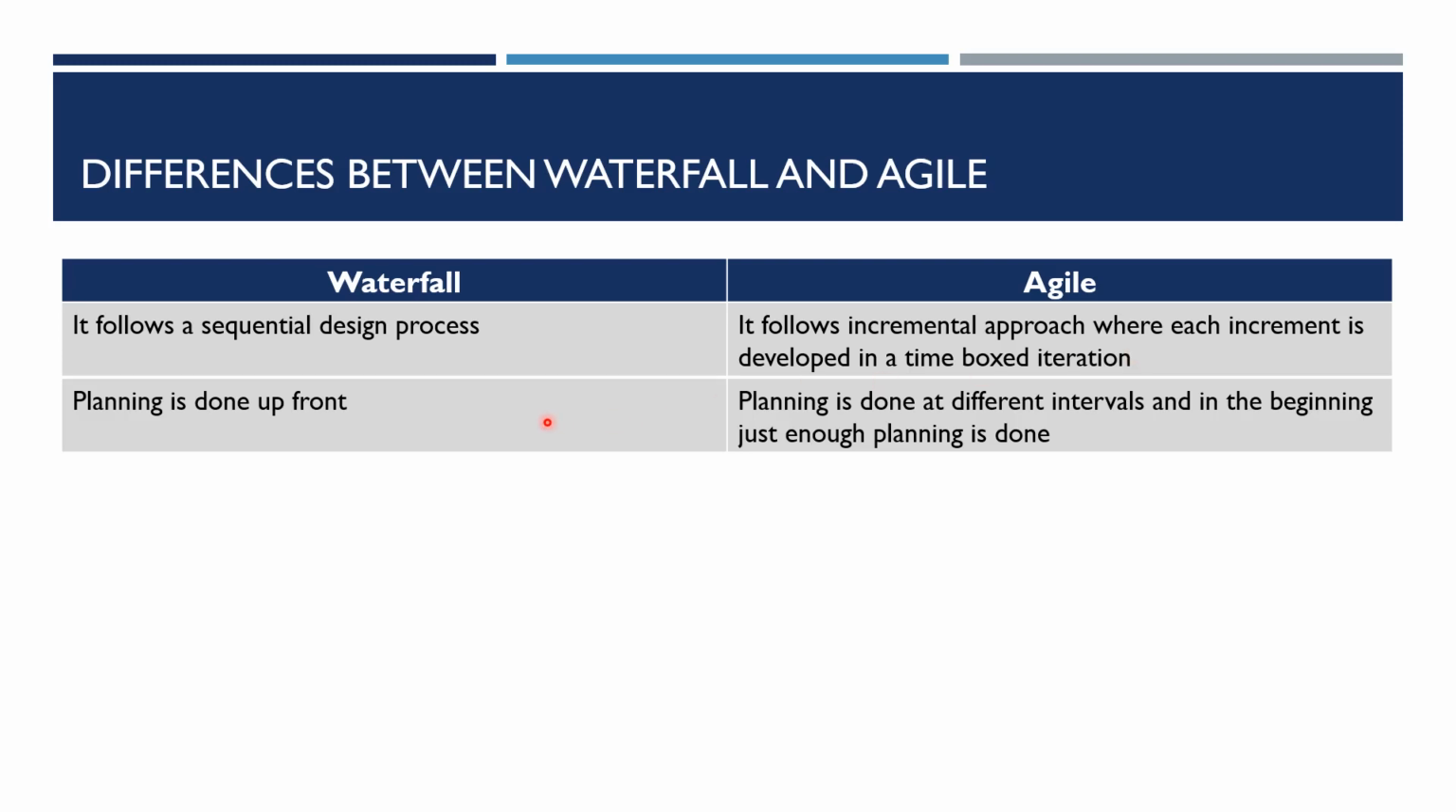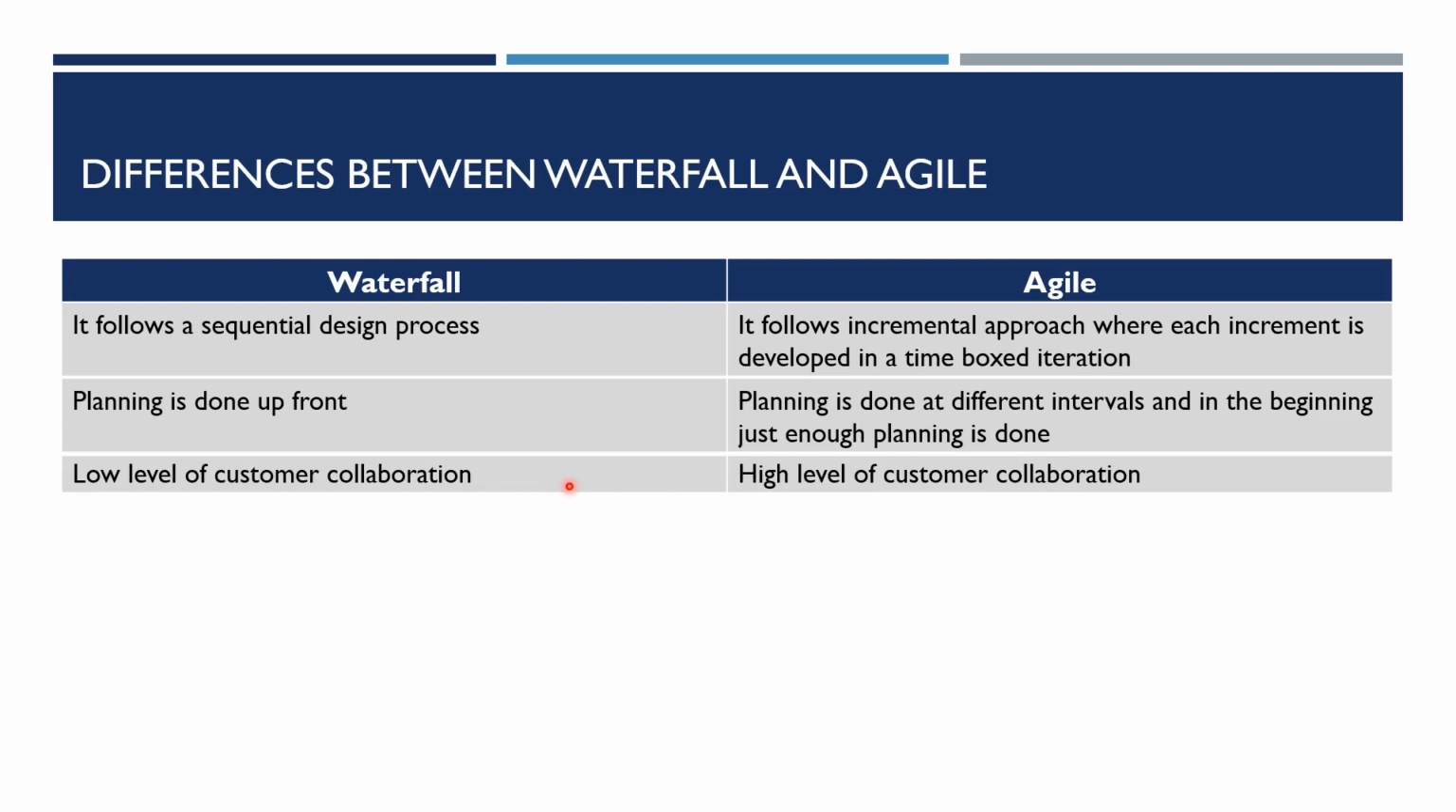In waterfall, planning is done upfront. The entire planning for the entire project is done upfront in the beginning, and that plan becomes really a Bible for the entire project that hardly changes. In Agile, it's done at different intervals. In the beginning, just enough planning is done just to get started. Then we keep doing it at different intervals. We do the planning when the sprint starts. We do planning on a daily basis as well for the sprint which is in progress. So that's the difference.